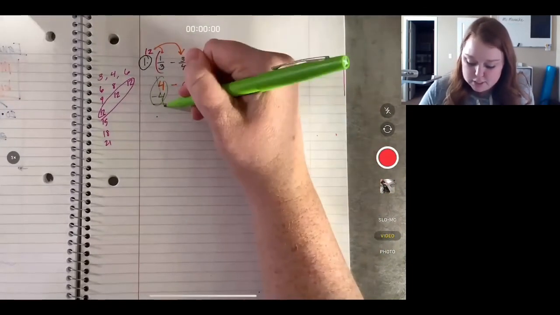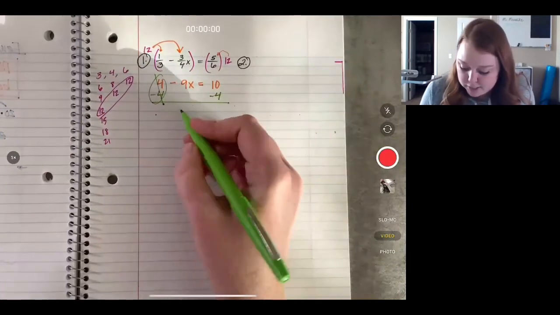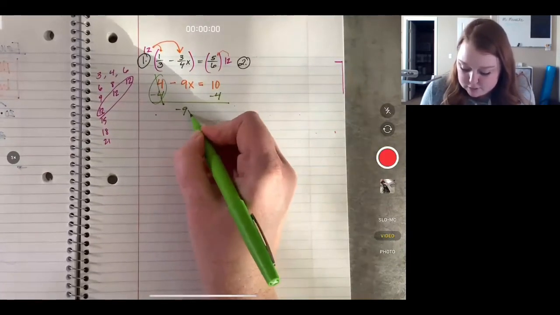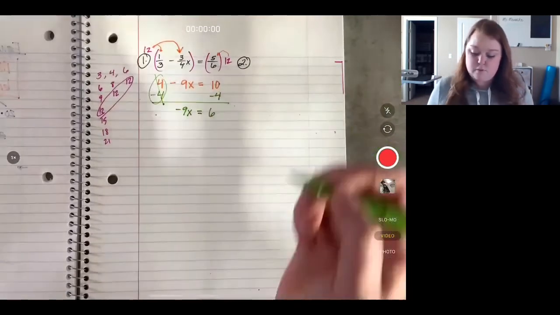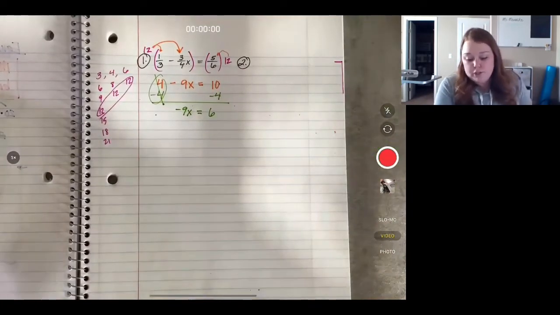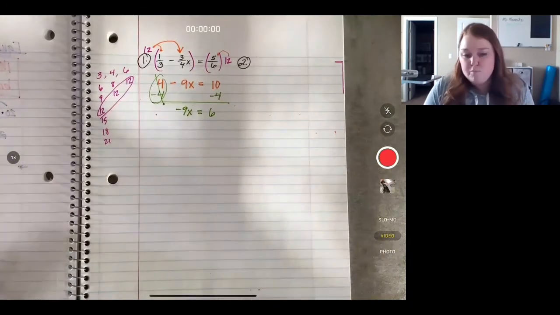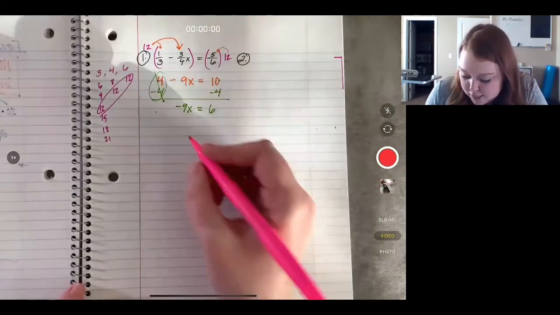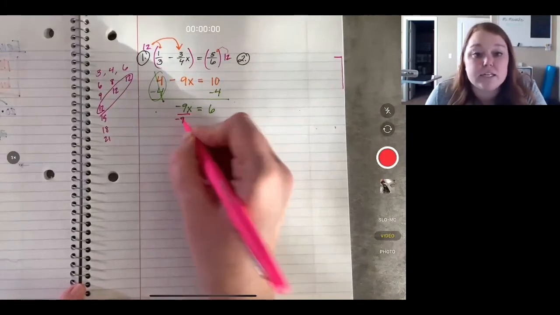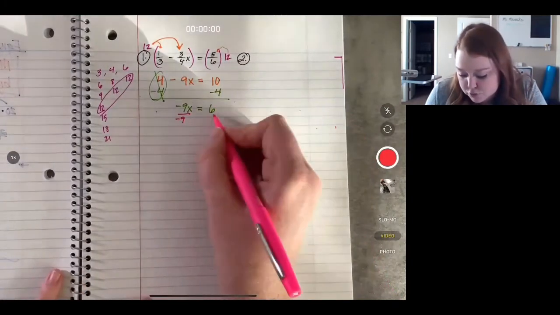The 4's cancel out to nothing. I drop down my -9x. 10 minus 4 is 6. You've got one last move here. To get x by itself, you have to get rid of that -9, so we divide by the coefficient of -9. Whatever I do on one side, I do to the other.